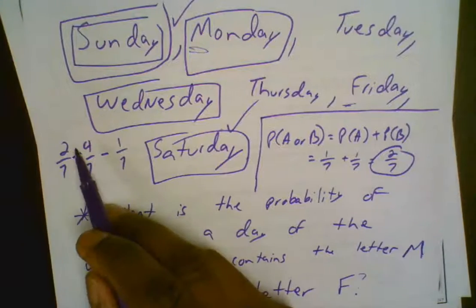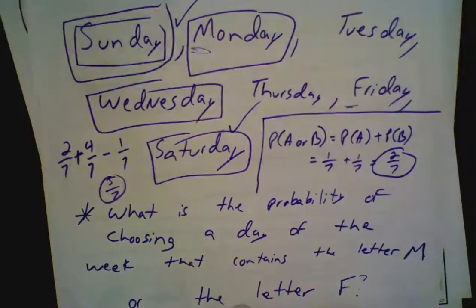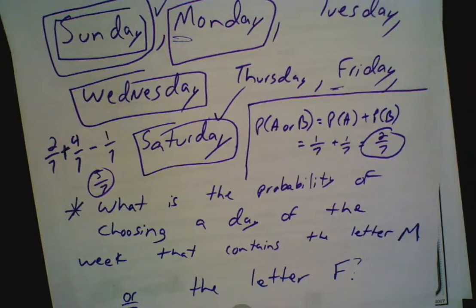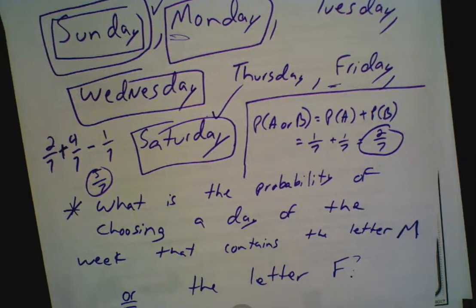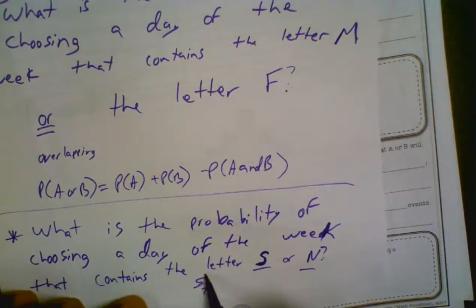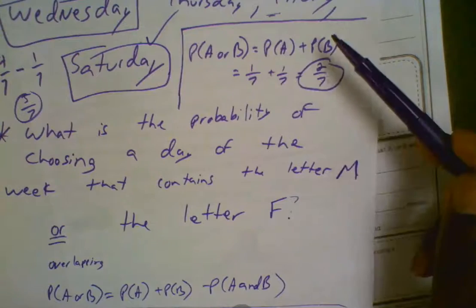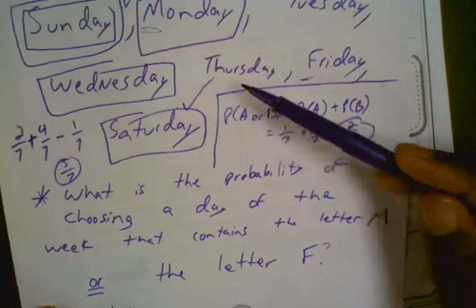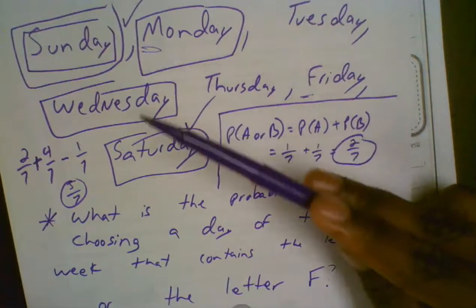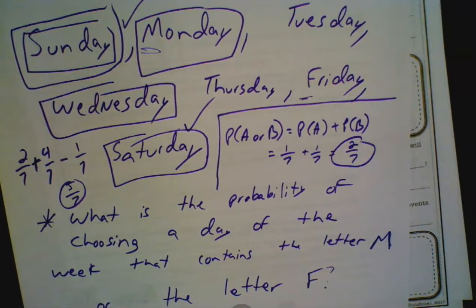So the answer to this would be 6 out of 7, take away 1 out of 7, which gives you 5 out of 7. So there's a 5 out of 7 chance of choosing a day of the week that has either a letter S or a letter N. But now you see that you do have formulas that are different than just the probability of the first plus the probability of the second, because in some events, you have words or symbols that occur in both sets. So anyway, that's my lesson on finding the probability of mutually exclusive or overlapping events.